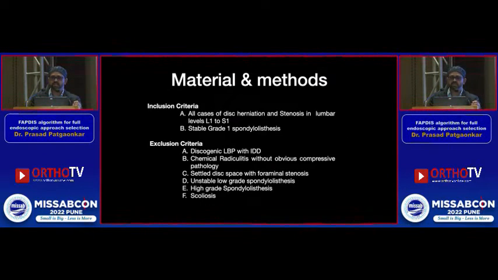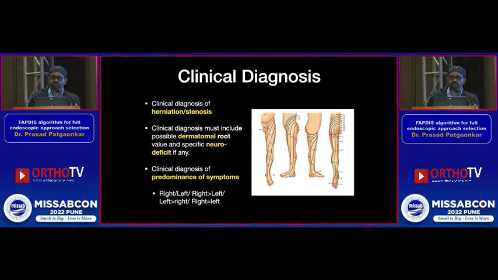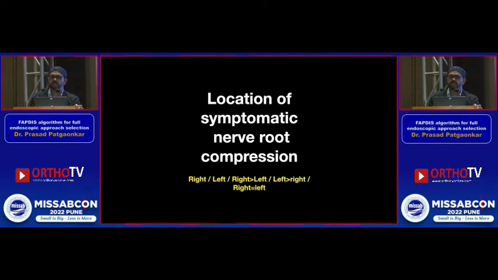So in this FAPID algorithm, we included all those patients who had a herniation and stenosis, with a stable grade 1 listhesis at maximum, and we excluded all the discogenic pain or chemical radiculitis, or the patients with unstable low grade listhesis, maybe scoliosis. All those things we excluded in our study initially. After confirming that the herniation or stenosis fits our diagnosis with a proper dermatomal match, and when you know the predominance of symptom, whether on the right side, left side, or bilateral, then we can decide our approach exactly based on the location of the symptomatic nerve root compression.